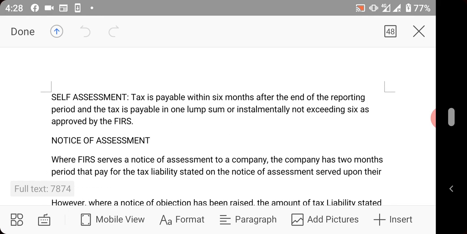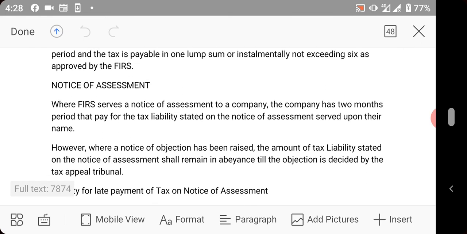Self-assessment is the first one we'll look at. Tax is payable within 6 months after the end of the reporting period. So you are to make this payment in lump sum, or you pay in installments, which shall not exceed 6 times as approved by the FIRS authorities.